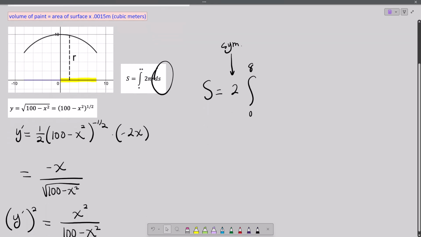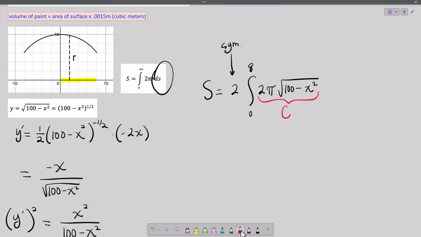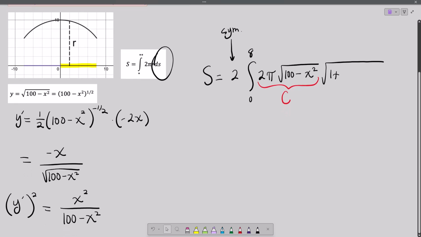All right, so this is going to be the surface area. Let's see, our 2 pi times the radius. Radius is the function. So it's square root of 100 minus x squared. So there's 2 pi r. This is the circumference, 2 pi r, circumference. And then ds is going to be the square root of 1 plus y prime squared. Square root 1 plus, down there, y prime squared. That's x squared over 100 minus x squared dx. So all of this is ds.